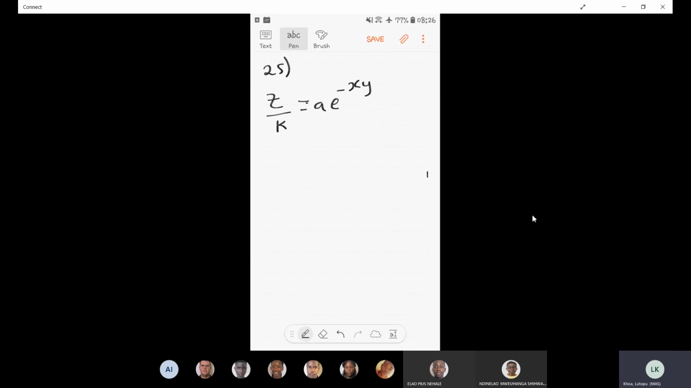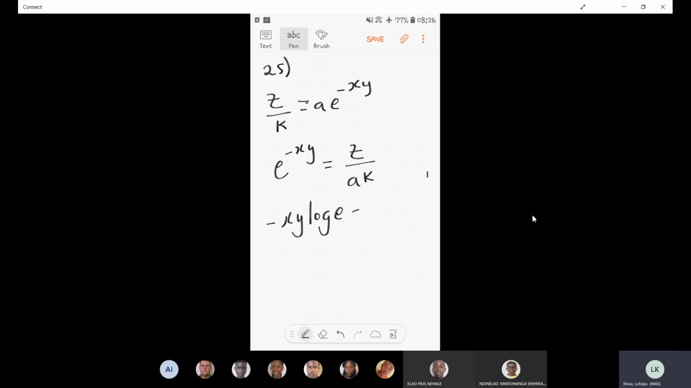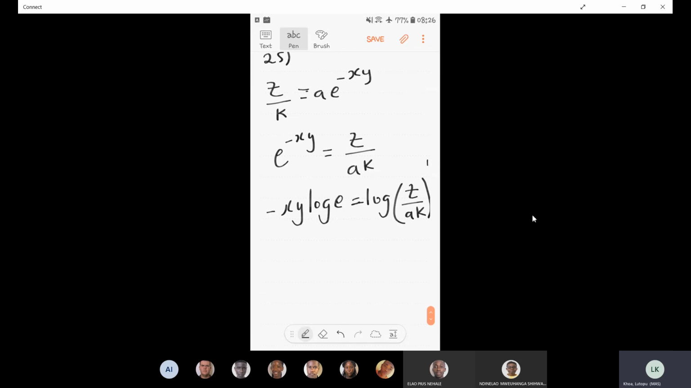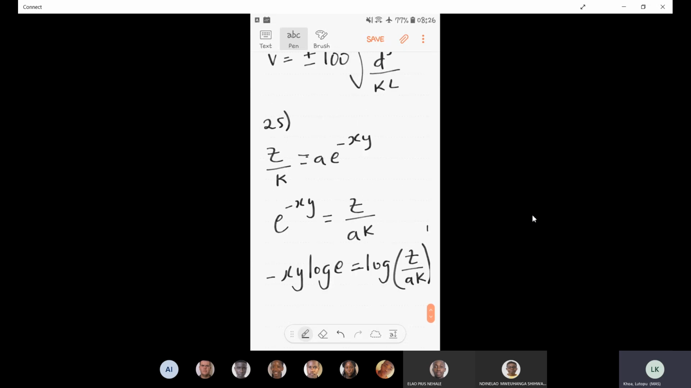So I start by dividing by a on both sides. So I have e to the power of minus xy equal to z over ak. And then here I'll take log on both sides. So I'll have minus xy log of e is equal to log of z over ak. So I've done two steps in one here. So if you cannot see it, do step by step. There's nothing wrong with that.